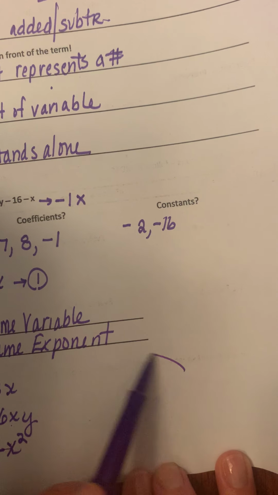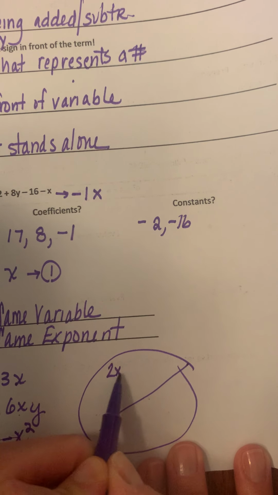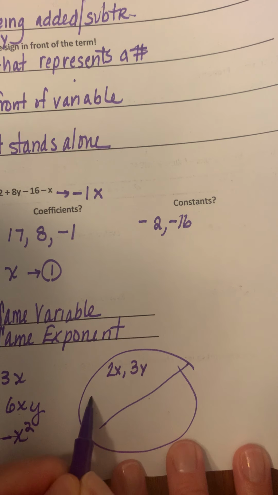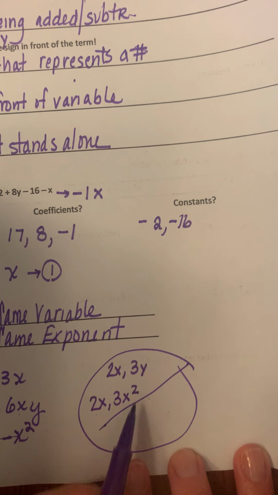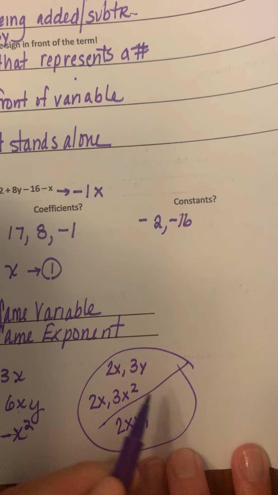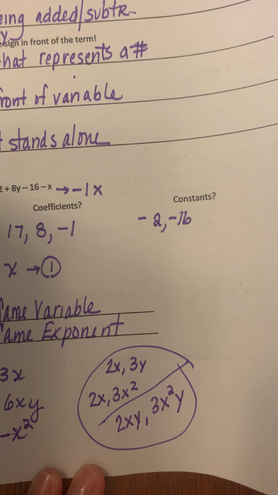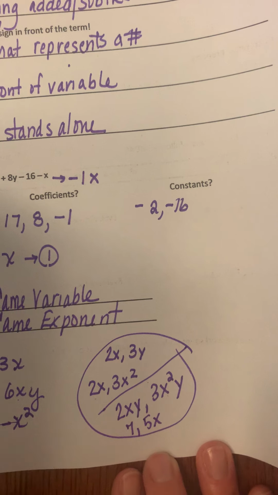Non-examples, so I'm just going to put a big nope. You could have maybe 2x and 3y. They are not like terms because you have an x and a y. Maybe 2x and 3x squared. These are not like terms because you have a 1 and a 2 as exponents. 2xy and 3x squared y are not like terms because you have different exponents. And if you have a number like 7 and 5x, they are also not like terms because you have an x here and there's no x there.